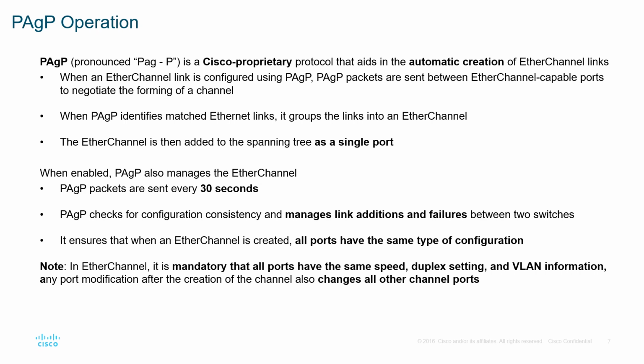When enabled, PAgP also manages that EtherChannel. Packets are sent every 30 seconds. PAgP will also check for configuration consistency issues and manage link additions and failures between your two switches. It ensures that when an EtherChannel is created, all ports have the same type of configuration. In EtherChannel, it is mandatory that all your ports have the same speed, the same duplex, and the same VLAN information. Any port modification after the creation of the channel also changes all other channel ports.